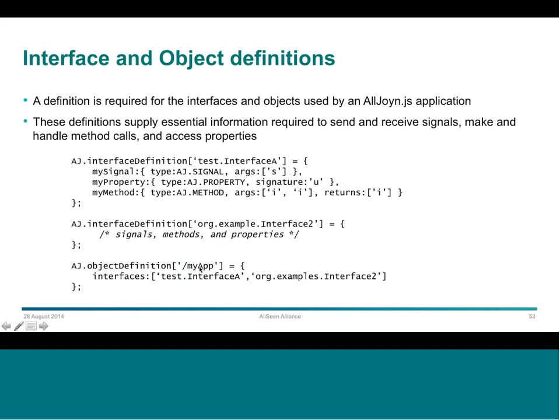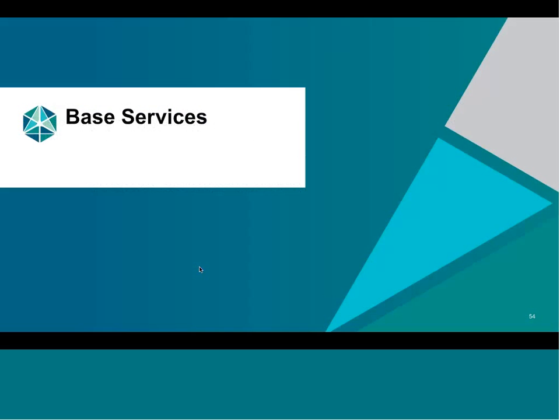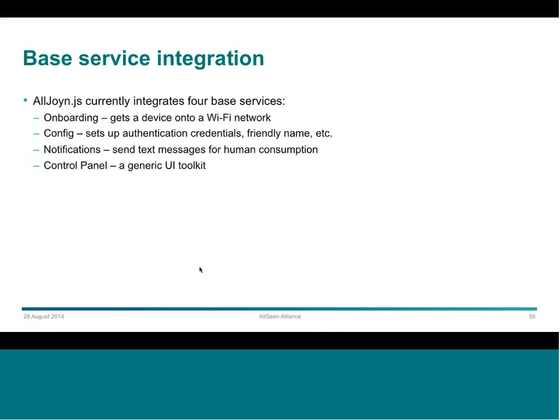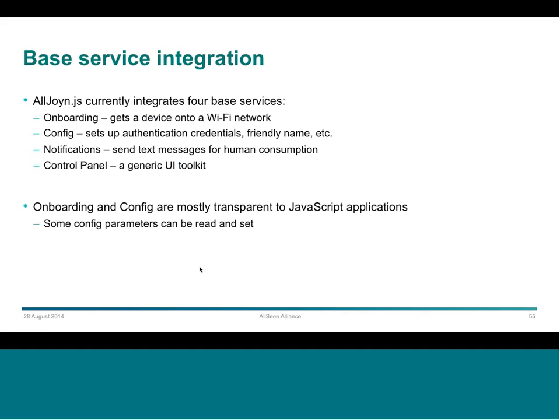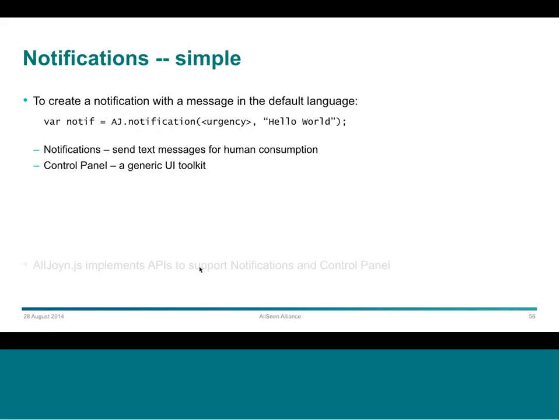Now, the AllJoyn.js side, when you do this, it will automatically advertise those capabilities across the network. So by just creating this object, it exposes it as a service for another application to connect to. So it's one way in which we streamline your development process. So base services, like I said, they're already pre-wrapped into this bit of software. Onboarding and configuration are completely transparent. Really, you'll interact with notifications and control panel. And I'll go ahead and show you those now.